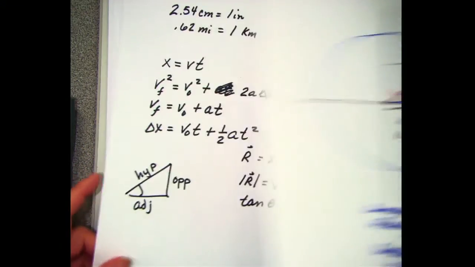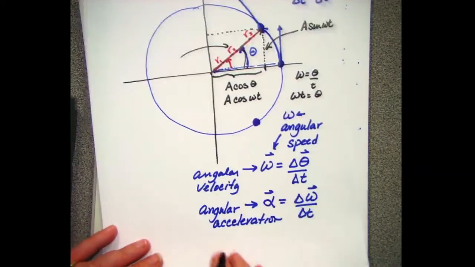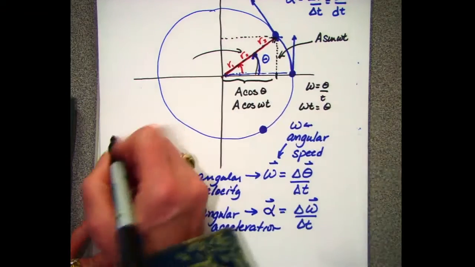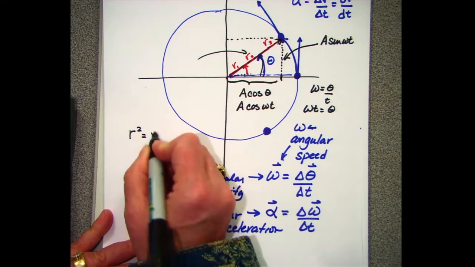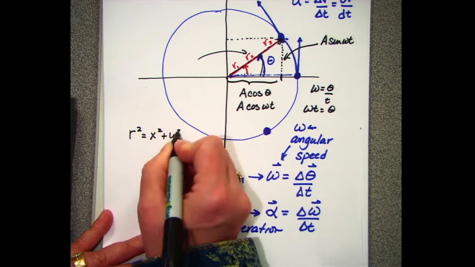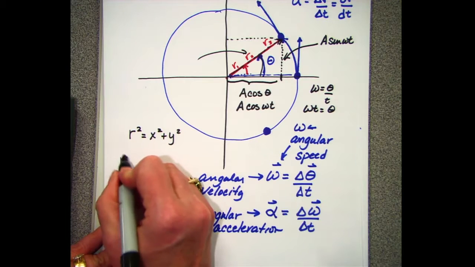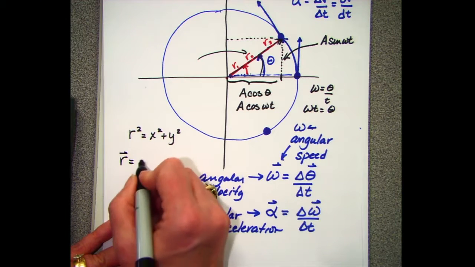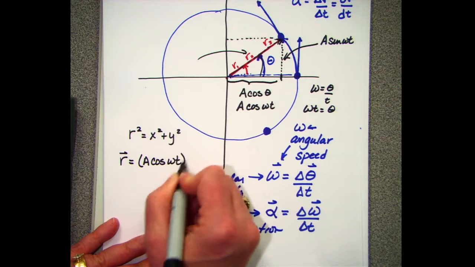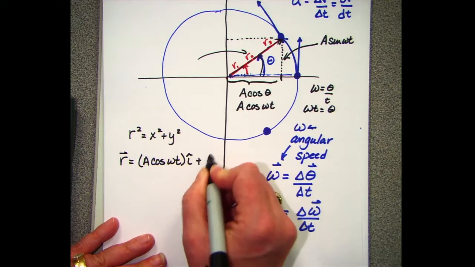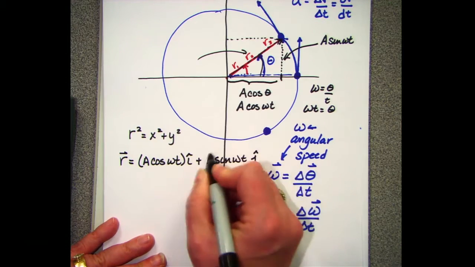But what's really cool about this, one of the reasons that I bring it up, is because now let's look at this. If this is my vector r, we know that r squared has got to equal x squared plus y squared if I'm doing my x and my y. And if I look at my vector r in terms of this, I'm going to have a cosine omega t in the i direction plus a sine omega t in the j direction.